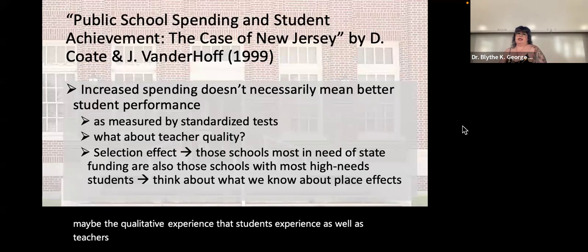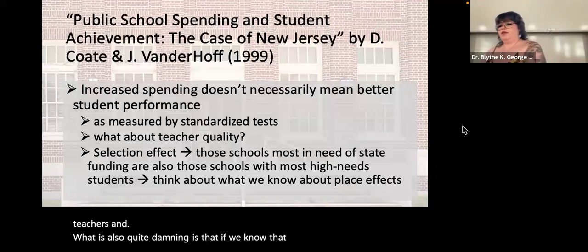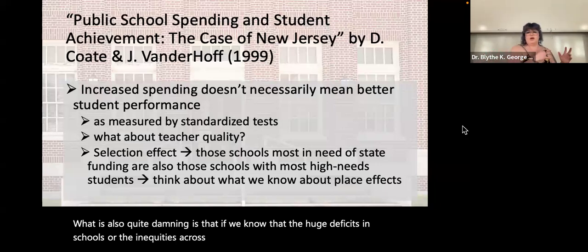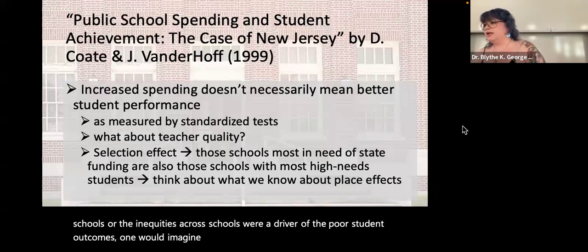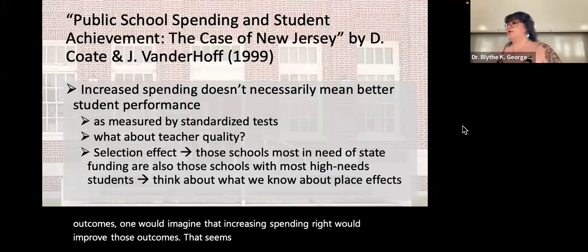And what is also quite damning is that if we know that the huge deficits in schools or the inequities across schools were a driver of poor student outcomes, one would imagine that increasing spending would improve those outcomes. That seems like a pretty straightforward process.